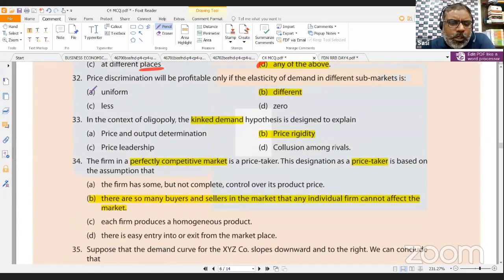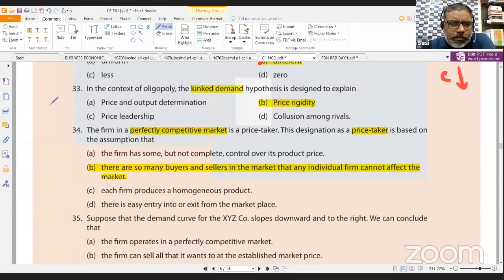Then question number 32, price discrimination will be profitable only if the elasticity of demand in different submarkets is different. Naturally, only then will price discrimination be profitable. When the elasticity of demand is the same in both markets, price discrimination is not possible and not profitable either. When price discrimination is possible, in one market elasticity should be high, where the low price will be charged. In the other, elasticity should be low, where a high price can be charged. That is how price discrimination works. So elasticity should be different in the two markets for price discrimination to work profitably. So B, Bangalore, is the correct answer for question number 32.